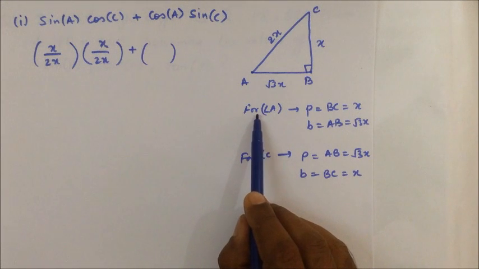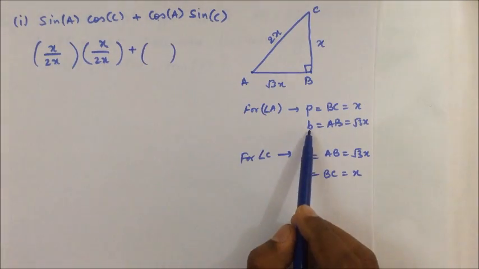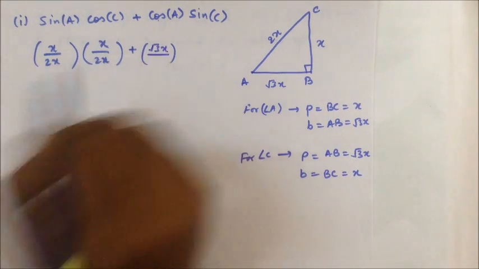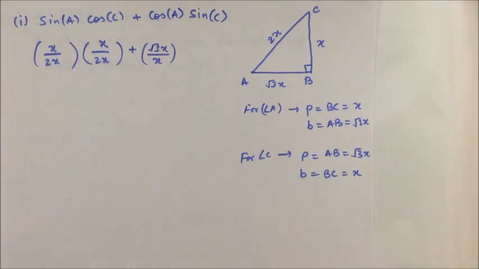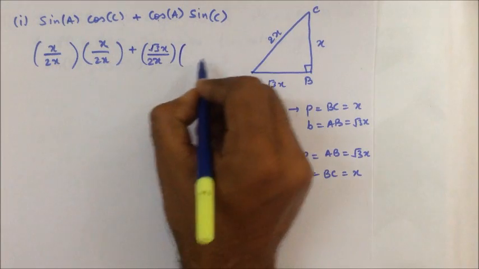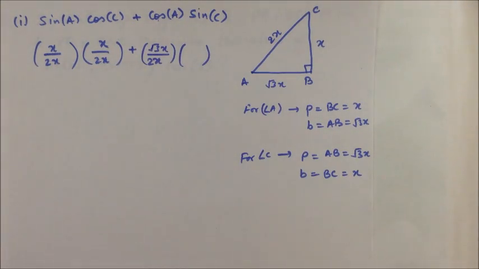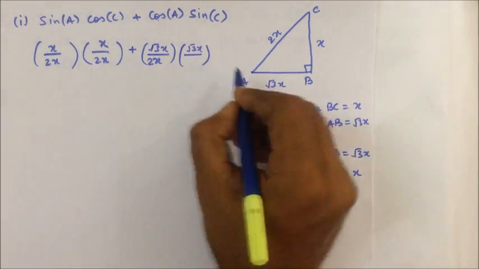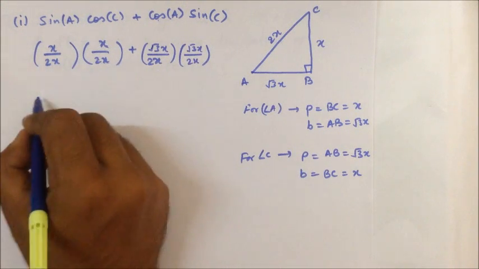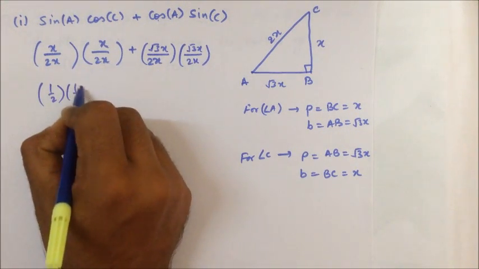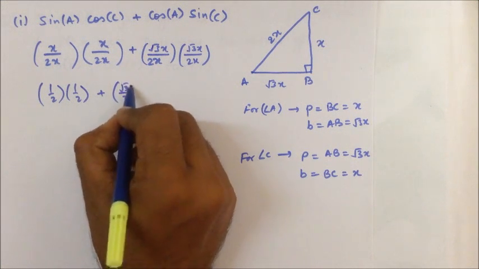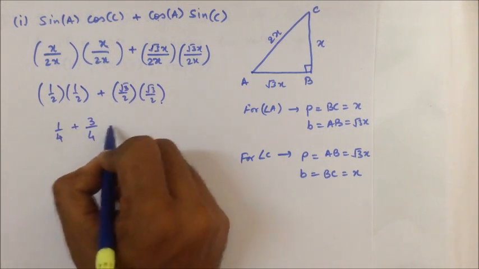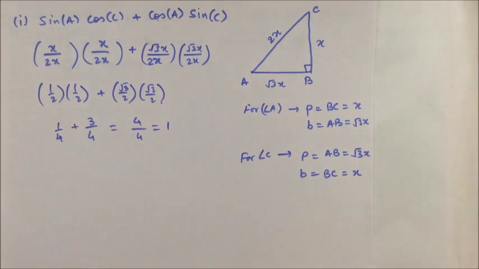Now cos of A, for angle A, cos is the ratio between base and hypotenuse, so it would be base AB, which is root 3x, upon hypotenuse, which is 2x. Similarly sine of C, sine is the ratio between perpendicular and hypotenuse. For angle C, the perpendicular is AB, so it is root 3x upon AC, which is 2x. Hence simplifying, I'll get 1 by 2 into 1 by 2 plus root 3 by 2 into root 3 by 2. This would be 1 by 4 plus 3 by 4. The answer would be 4 by 4, which is equal to 1.